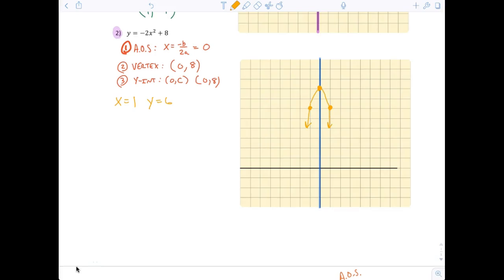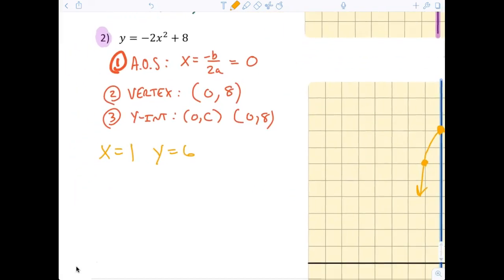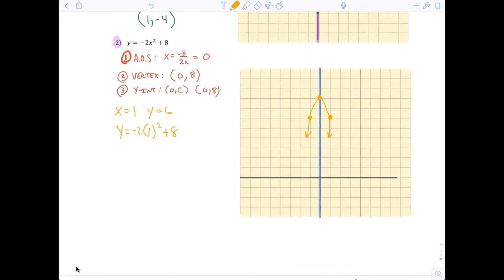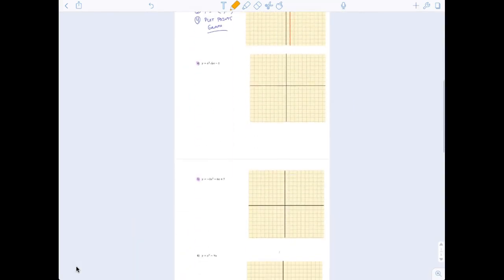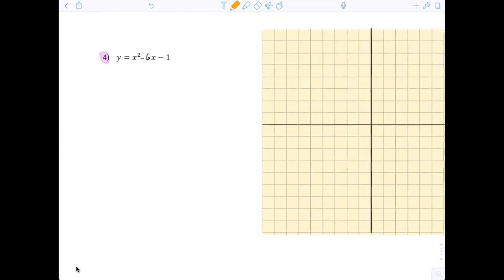Everybody with me on that? Yes. Why would y equal 6? How do you get 6? What did you think it was? I thought it was 7. Okay, so let's plug 1 in. y equals negative 2 times 1 squared plus 8. You got it now? Yeah. Now again, remember guys, I don't think that's very hard. Anybody have any questions with that? Pretty straightforward, right?